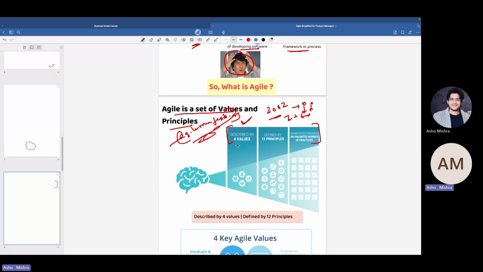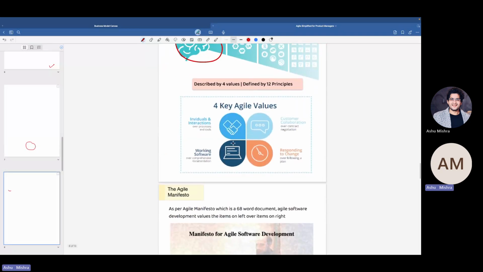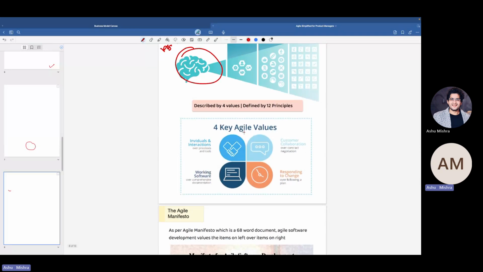Having said that, these are the four values. Agile is described by four values, it is defined by 12 principles, and there are an unlimited number of practical cases that have been manifested through this philosophy of agile. Okay, so coming to the key values, the four key values based on which agile is created.